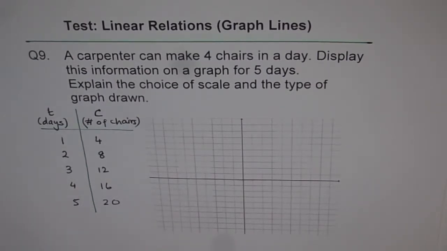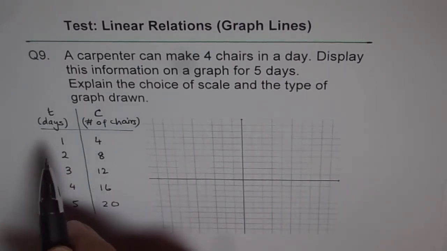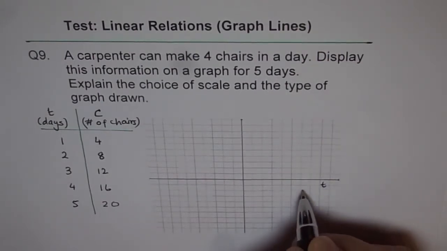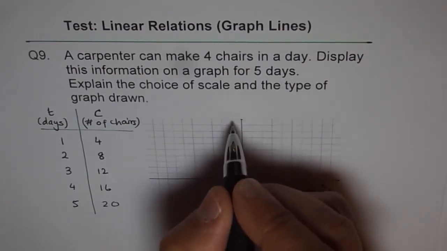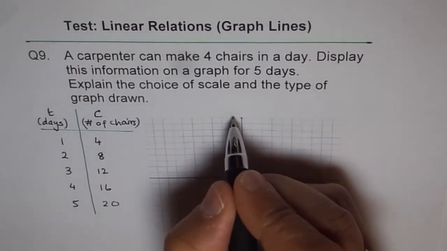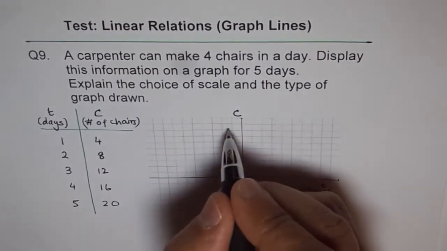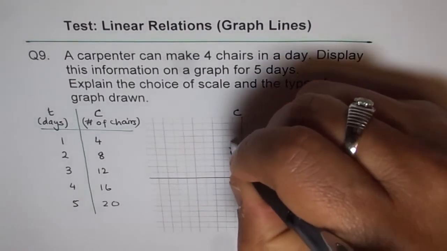And then you can plot these on the graph. So we can write independent variable time in days along the x-axis. So we get time in days. And here we have number of chairs. So we have c as number of chairs, right? So let me write number of chairs.